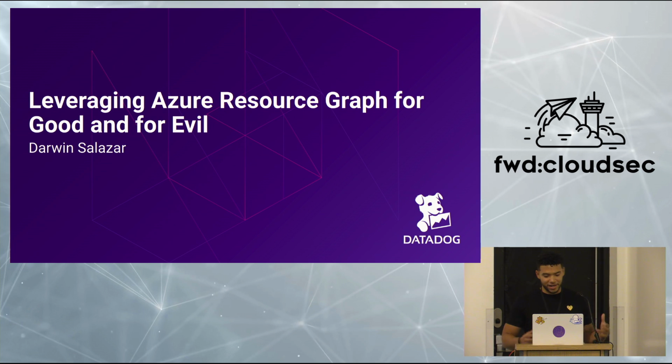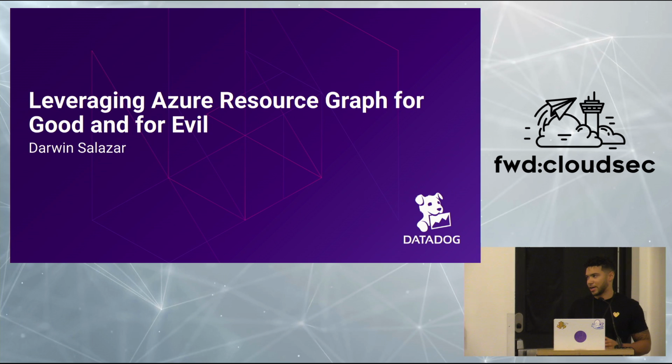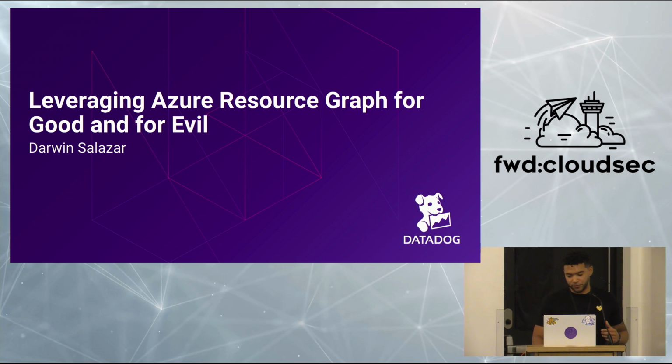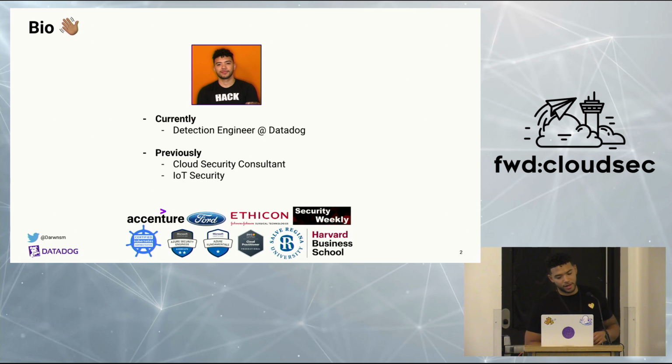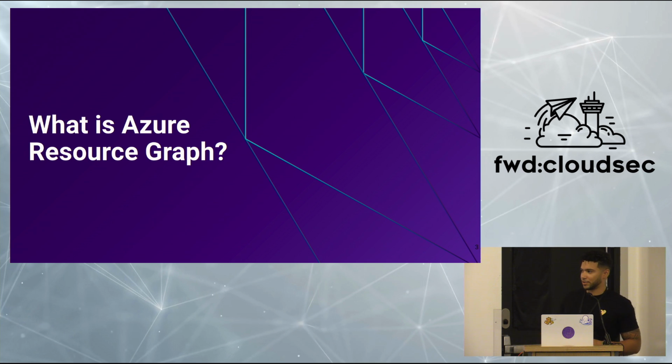So my name is Darwin Salazar, and today I'll be showing you how to leverage Azure Resource Graph for good and for evil. But before we start, just a little bit about me. I'm a CSPM detection engineer at Datadog, and in my past life, I was a cloud security consultant, spent some time in IoT security as well. And below you can see some of the certs I hold and where I've been to school. And now let's jump into the fun stuff because I want to cover a lot in just 20 minutes.